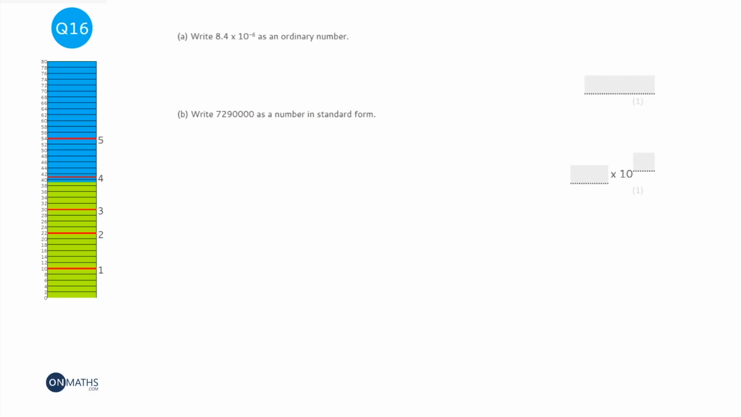Okay, to convert from standard form, you just write the number down, and the power will tell you where to go. So if the power is positive, then you go to the right. If it's negative, then you jump to the left. Now since it's negative, we're going to jump to the left, and it's -6, so we're going to jump 6 spaces. So 1, 2, 3, 4, 5, and 6.